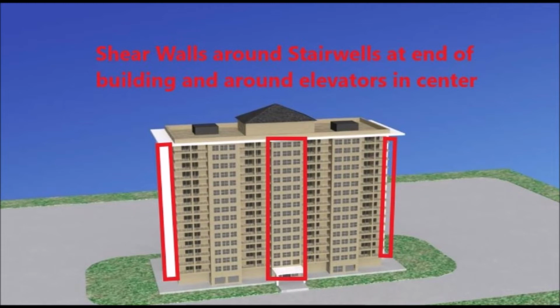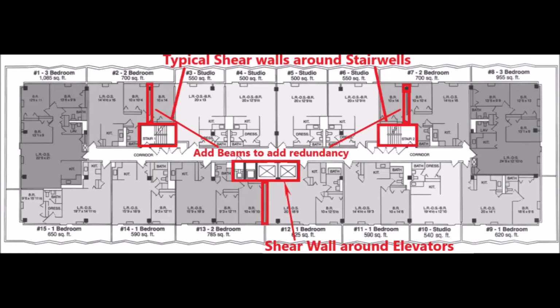In a typical concrete high-rise, you'll see an elevator bank in the center with shear walls around them, and then they'll have stairwells at the ends of the floors with a structural shear wall around them, also up through the entire building. Then that gives it stability in every direction.